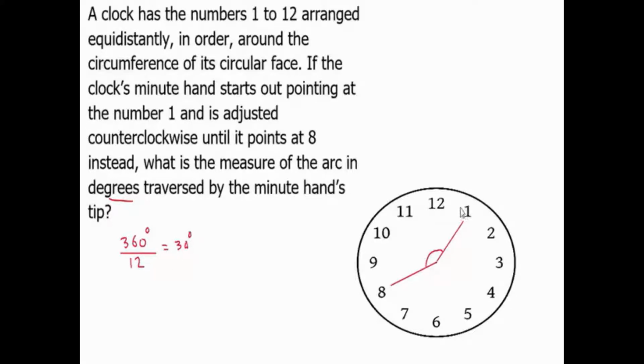So we have 30 degrees between 12 and 1, another 30 degrees between 11 and 12, another 30 degrees between 10 and 11, and so on. And therefore, the total angle between the numbers 1 and 8 is 1, 2, 3, 4, 5. That's 5 times 30, which is equal to 150 degrees.